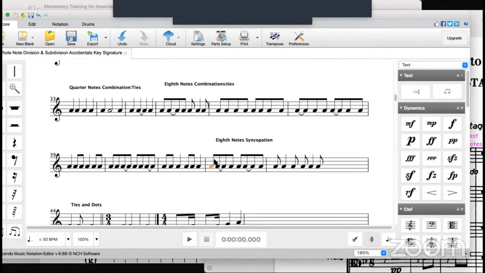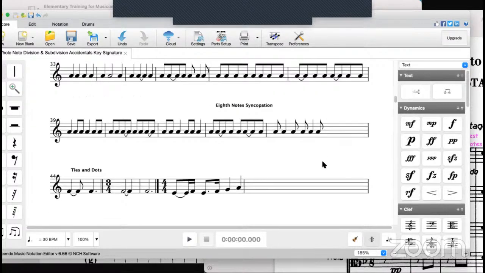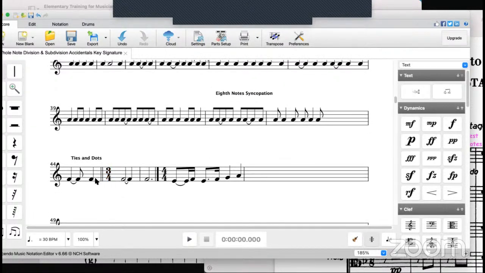Here, so ta ta ta, and so on. The dotted note means that you're going to have the note that you have plus the half of that note. It's equal of a dot. That dot is the half of the note. So you put a tie, so ta, ta, ta.